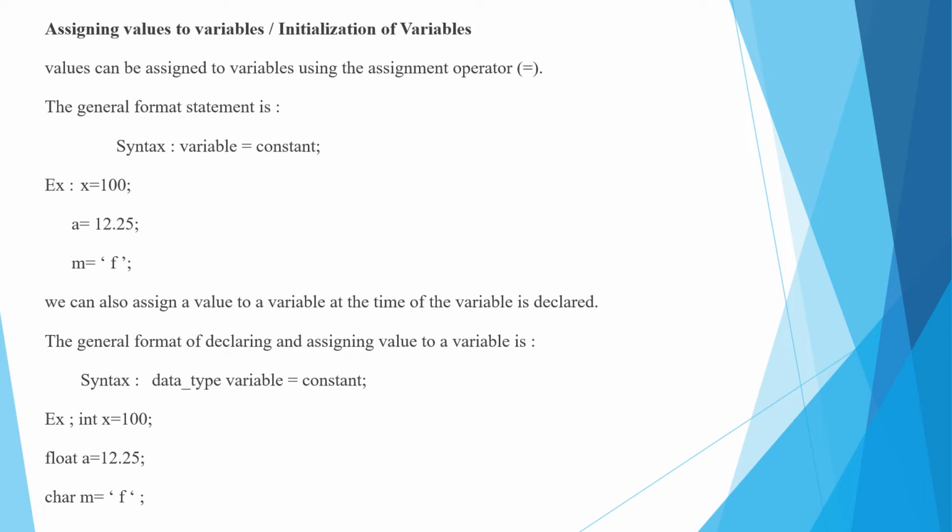We can also assign a value to the variable at the time of variable declaration. So the general format is data type space variable equal to constant. Example is int x = 100, float a = 12.25, char m = 'f'.